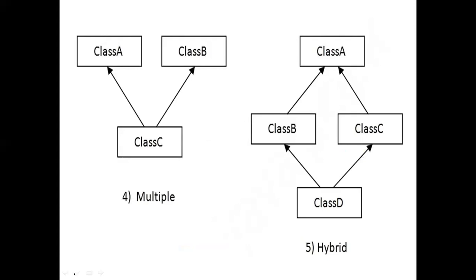Similarly, multiple inheritance. Multiple inheritance is nothing but, see here, we are creating the class C, creating one class with the help of two base classes. That means we are using two base classes to create one class.